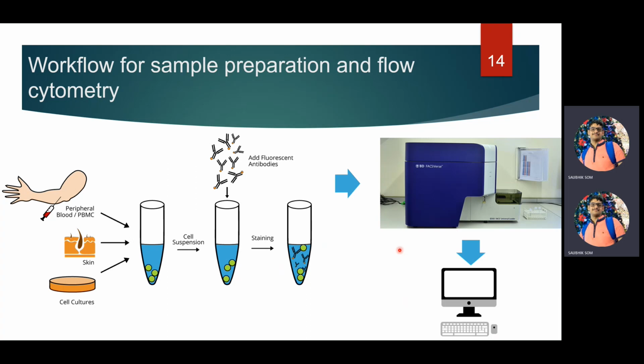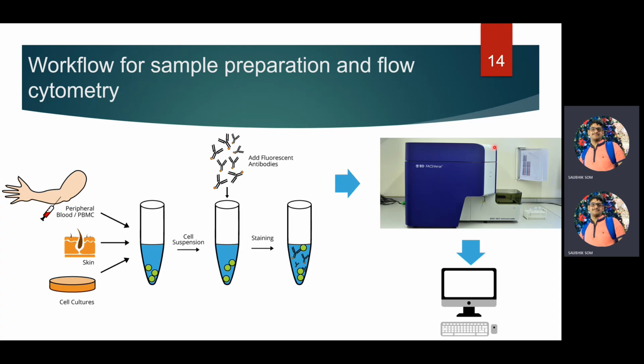So this is the basic workflow of flow cytometry. Generally we use blood, cell culture or skin and make cell suspensions. Now we add fluorescent antibodies to these cells. As you can see, fluorescent molecules are tagged and they bind to particular types of surface features which we want to stain for.